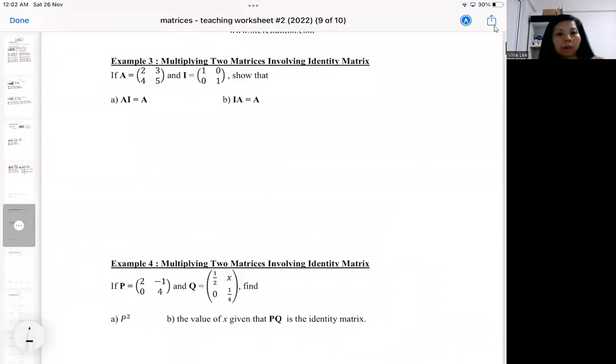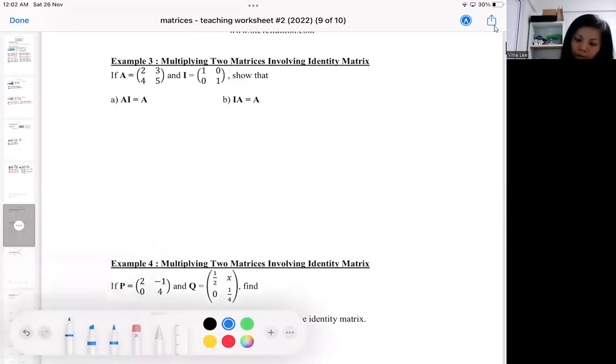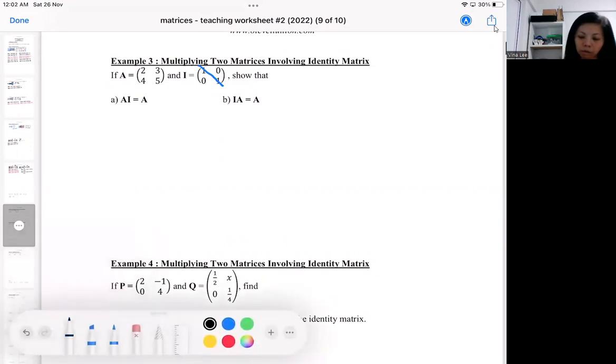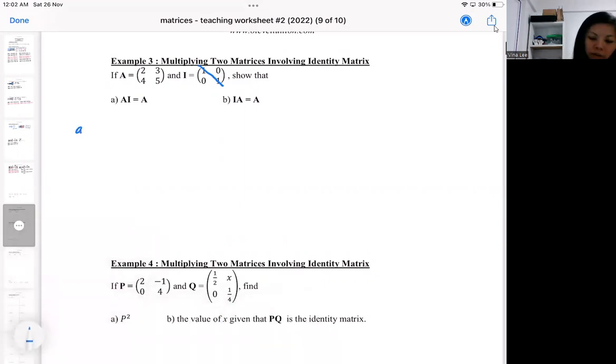So these two examples will be dealing with matrix multiplication that involve an identity matrix. If you still recall, an identity matrix is where the leading diagonal has a 1 and all other entries are 0. So we're supposed to show A times I equals A. The showing is just to work it out.